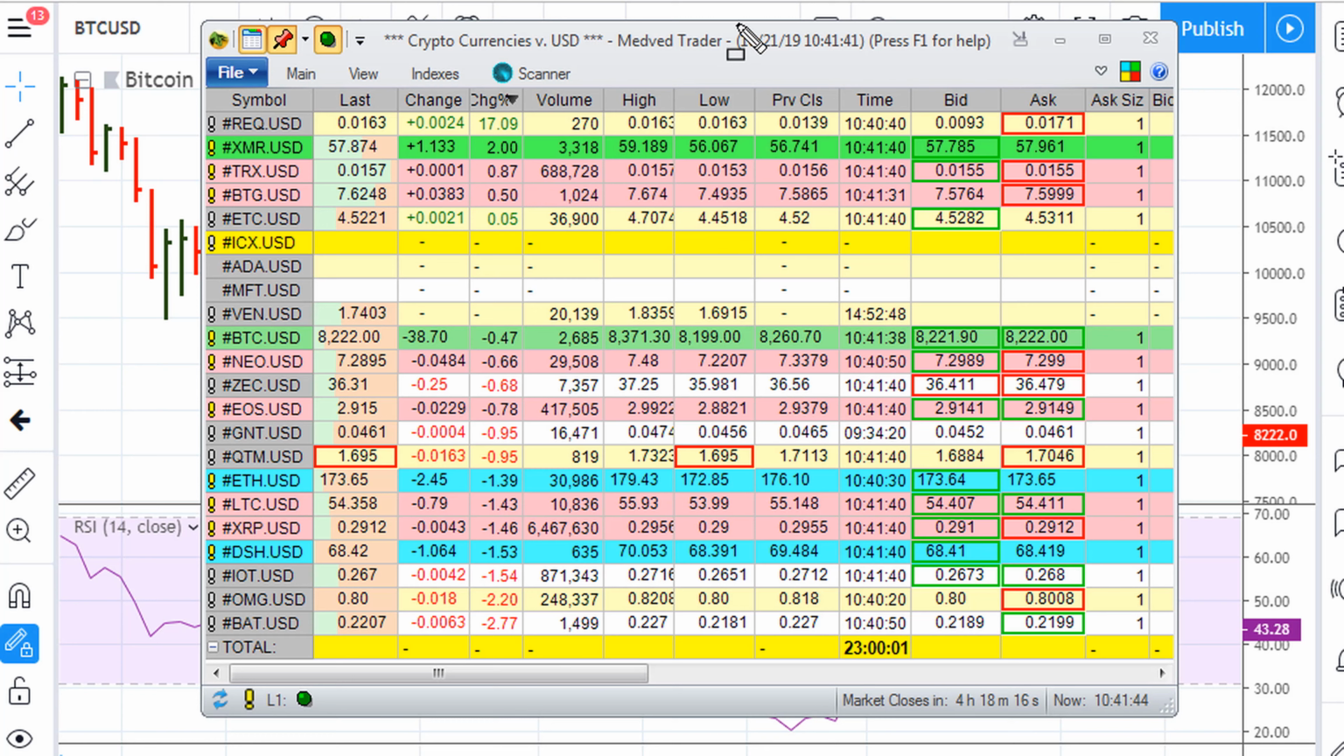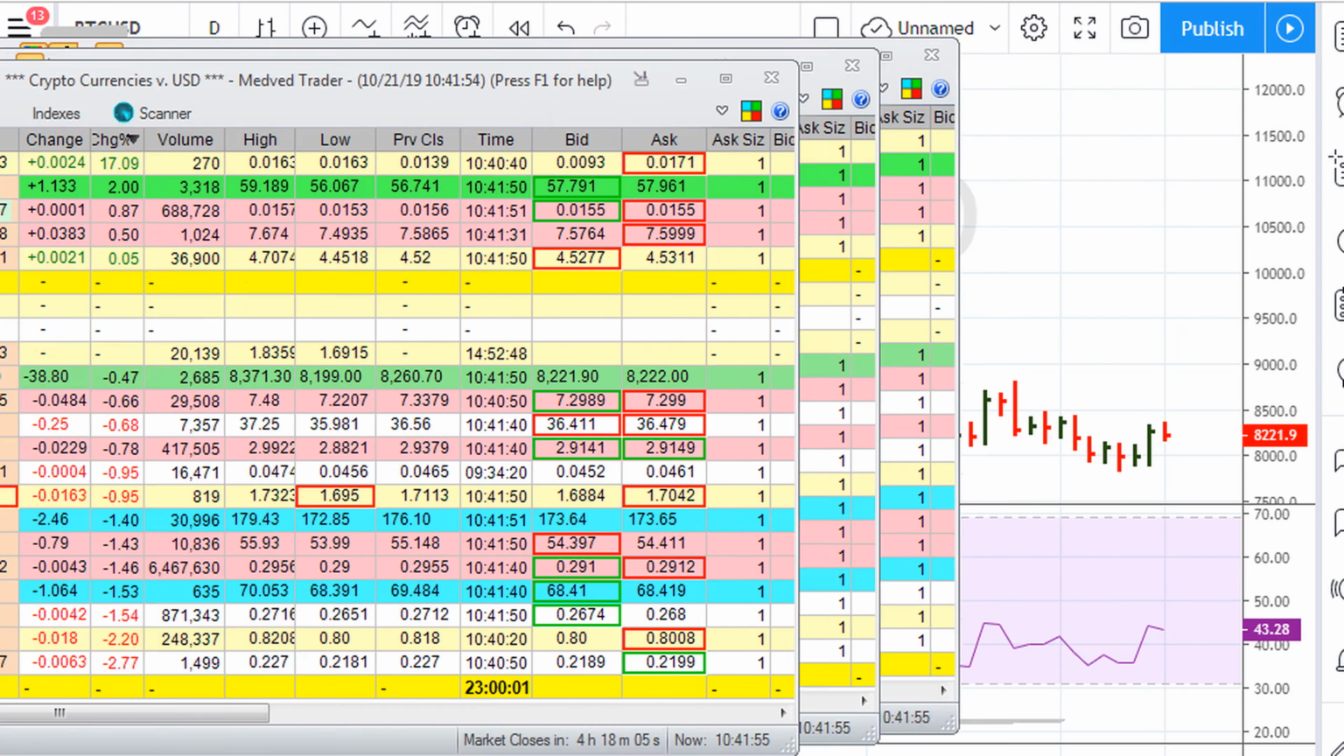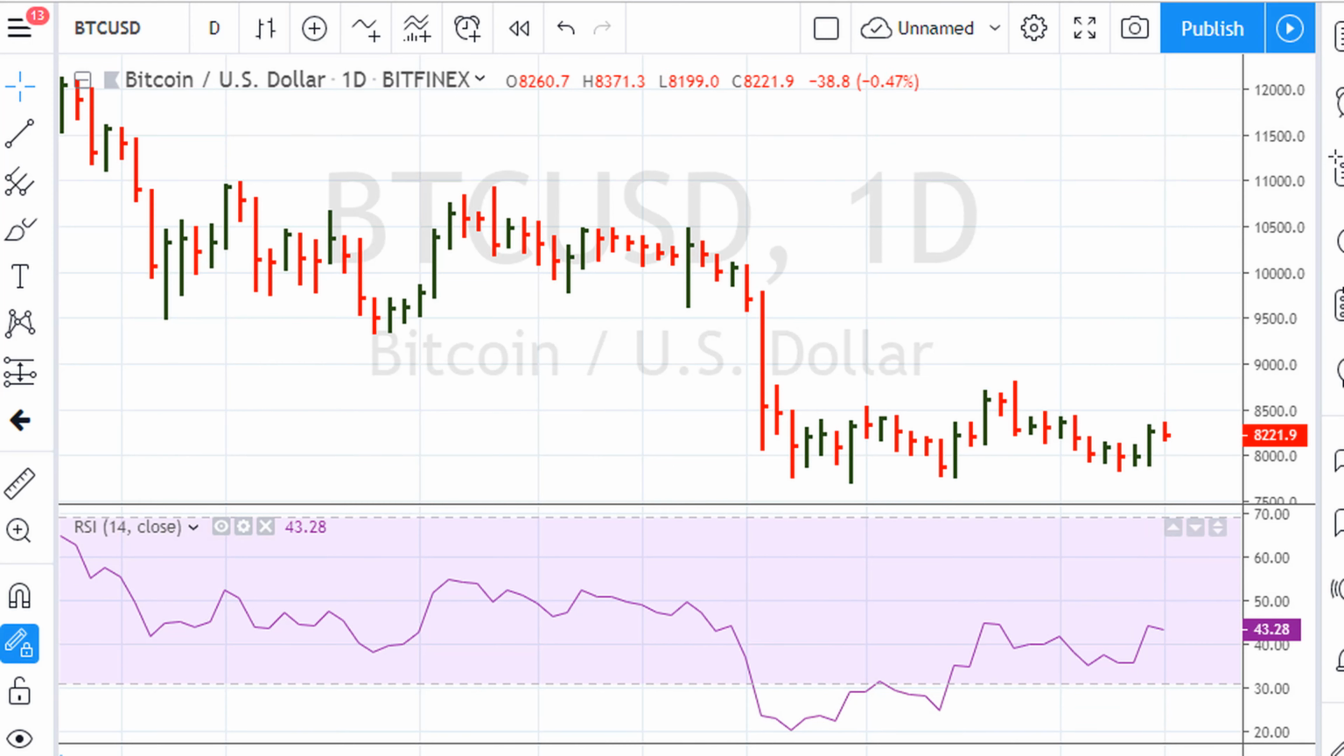Let's take a look at Bitcoin, which has just turned negative for the day. I want to show you how we can use the current setup to figure out what is going on. So number one, let's go to the daily chart, and on the daily chart we can see a little bit of a move to the downside.